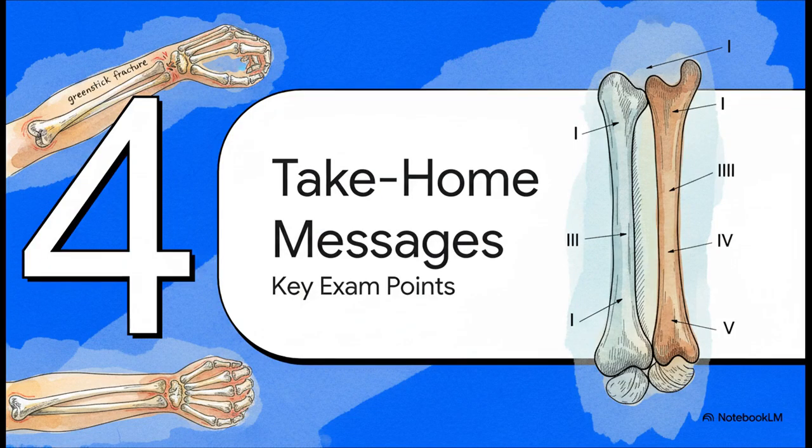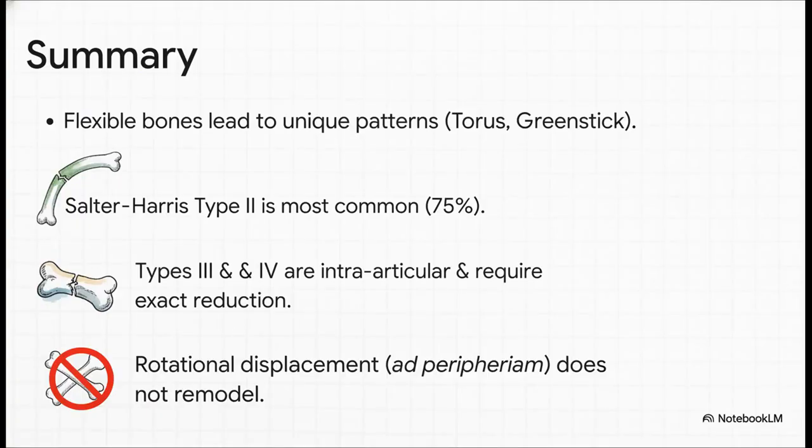All right, let's boil all of this down to the key take-home messages that you absolutely have to know. Okay, 4 things to burn into your brain. 1. Recognize those unique kid fractures, bowing, torus, and Greenstick. 2. Know that Salter-Harris type 2 is the king of physeal injuries. It's the most common. 3. If a fracture involves the joint surface, like a type 3 or 4, it demands surgical precision. And 4. Never, ever, ever accept rotational malalignment.